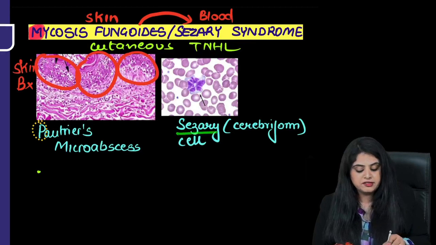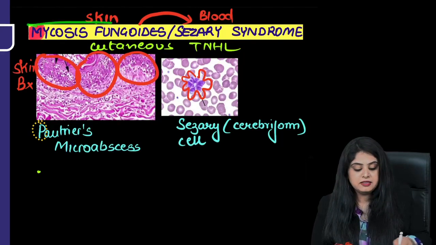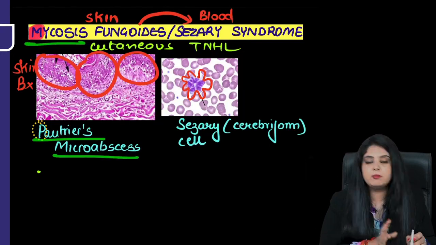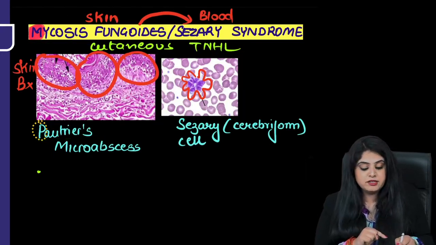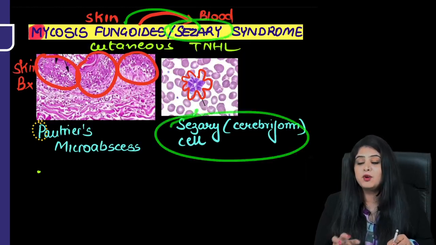You call them Sézary cerebriform cells. So can you see the cells have sulci gyri jaisa indentation? So remember, till the time this lymphoma was in the skin, I called it mycosis fungoides. It was showing me Potrier's microabscess. As soon as it decided to spill into the blood, I said, oh, blood mate is the cerebriform Sézary cells.